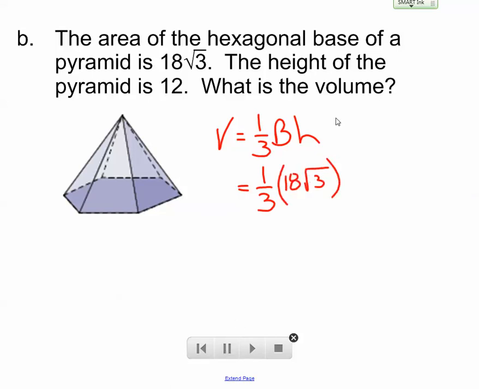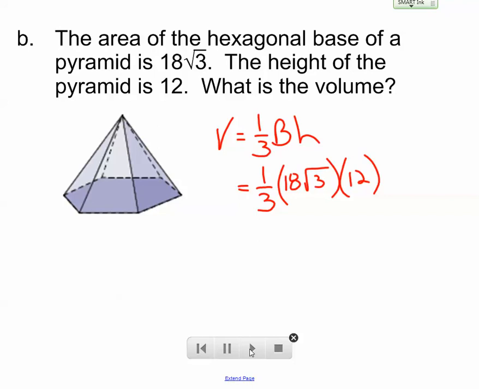Okay, and do we know the height of the prism? Yes, they flat out gave it, or the pyramid rather, they flat out gave it to us. It's 12. Okay, so don't make this more complicated than it is. I know it looks really crazy there with that 18 times the square root of 3, but that's the area of the base. They gave it to you. Plug it into the formula. Sometimes we have to figure it out like we did on the last one. Sometimes we don't. And then just do 1/3 of 18 times the square root of 3 times 12.